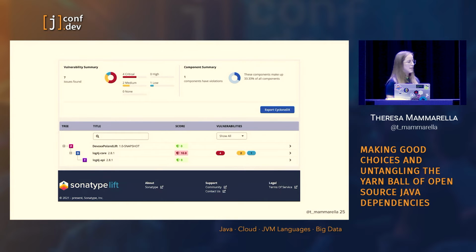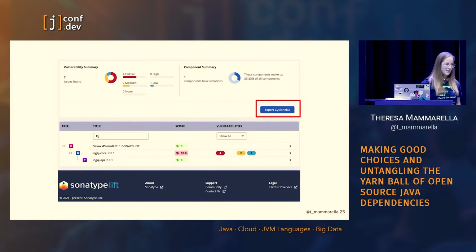Another thing you'll start seeing quite a lot of in these tools is something like this: export CycloneDX. Well, what in fact does that mean? This is a new standard of tracking dependencies called an SBOM. The reason that this has come into existence is just because scanning itself is so hard and can be very error prone.